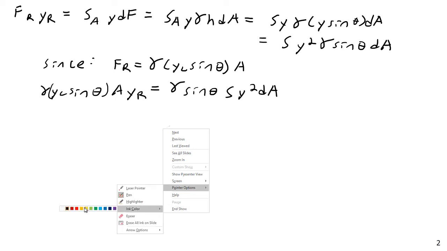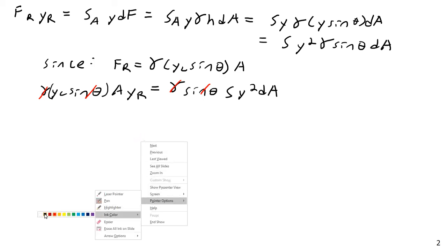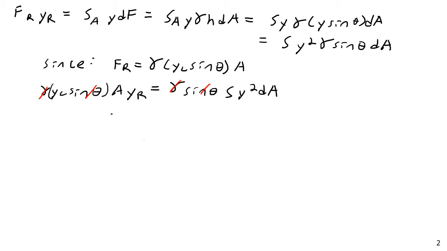Actually, no, sorry, I don't get rid of that. That stays around. I do get rid of the gamma and the sine theta. And so then I am left with, and then a miracle happens, yc A YR is equal to the area integral of y squared dA.